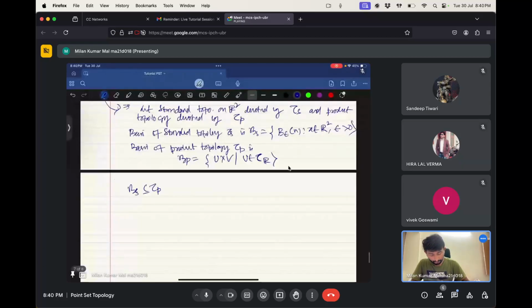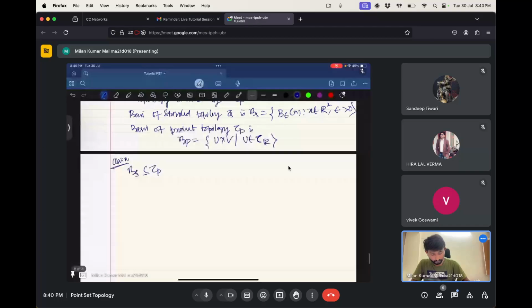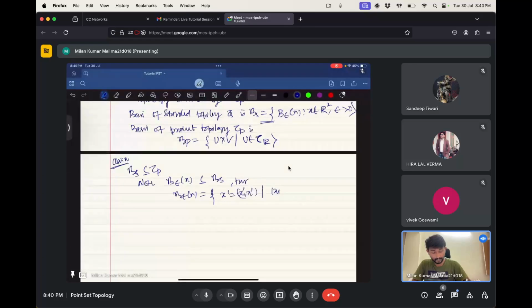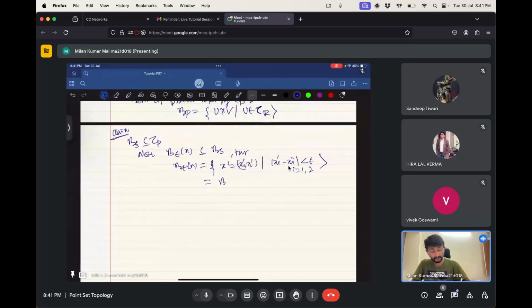Now note that B epsilon x is contained in Bs. This is the Bs, right? Then B epsilon x is equal to x dash, which is x1 dash, x2 dash, such that mod of xi dash minus xi is less than epsilon for all i equals 1 and 2, only these two. Okay, this can be easily written as B epsilon of x1 cross B epsilon of x2. It can be easily written, right?